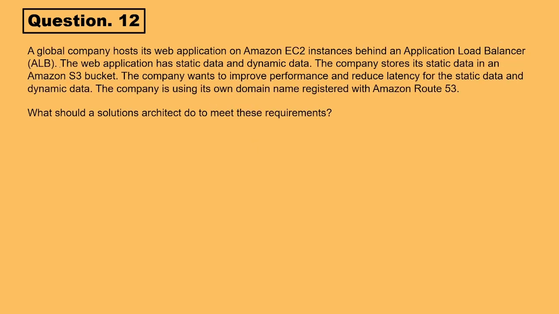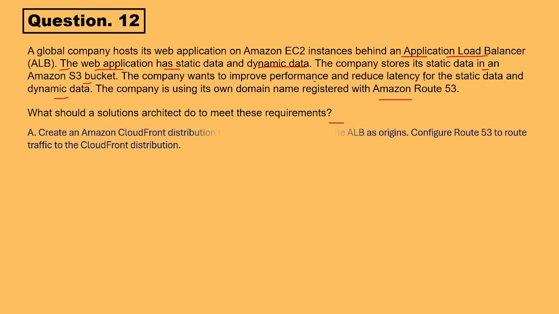Now question number 12. A global company hosts its web application on Amazon EC2 instances behind an Application Load Balancer, that is ALB. The web application has static data and dynamic data. The company stores its static data in an Amazon S3 bucket. The company wants to improve performance and reduce latency for the static data and dynamic data as well. The company is using its own domain name registered with Amazon Route 53. What should a solution architect do to meet this requirement? The requirement is pretty simple. There should be minimum latency both in static and dynamic data. That's it. And here are the options.